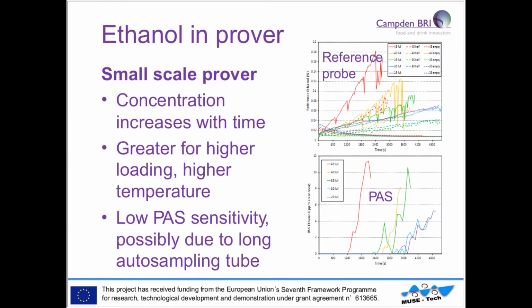The photoacoustic spectrometer, however, is limited on sensitivity, so we're getting a much lower signal here. And it's only for the very highest concentrations that we got with the reference probe that it's actually detecting it. So it's showing a similar behavior, but only at high levels. And again, we think this may be an issue with the time it takes for the ethanol to work its way along the sampling tube and into the detector.